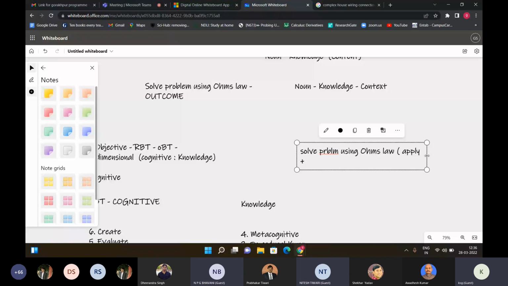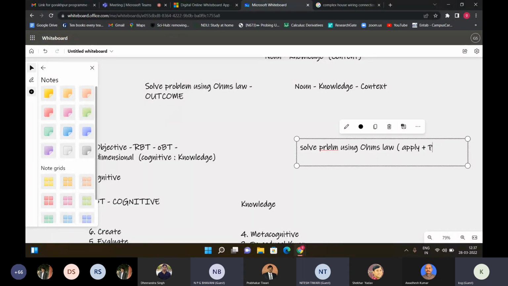And when I look at the knowledge dimension, I have a problem here that has to be solved using Ohm's law. When I use Ohm's law, I have a set of procedures. So I can say this objective is a combination of the apply level of the cognitive dimension and the procedural knowledge level of the knowledge dimension.